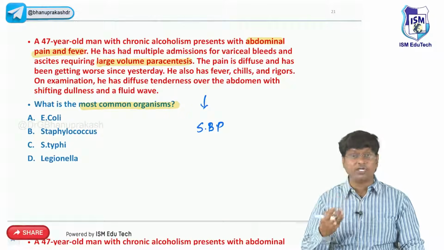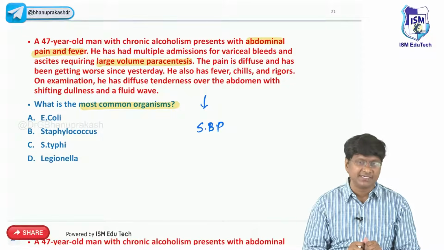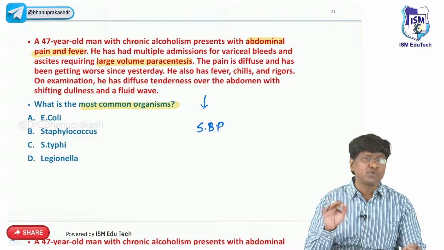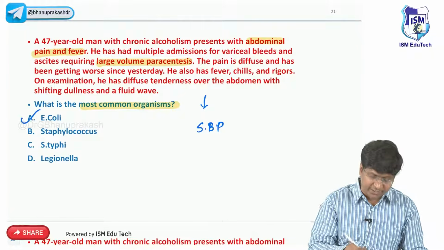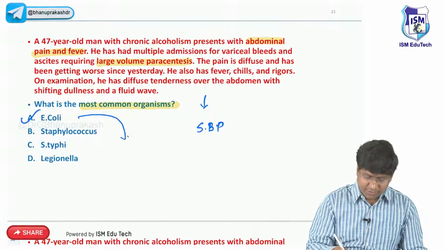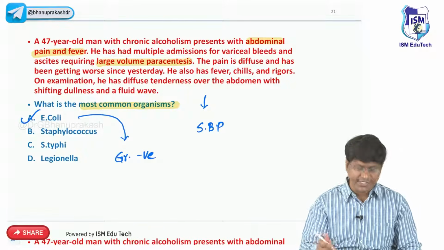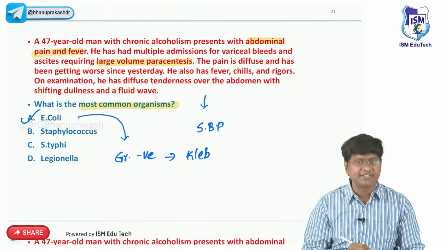And what would be the cause for that SBP? That is because of the repeated paracentesis that you are doing for the ascites that the patient is developing. And the most common causative organism for the development of spontaneous bacterial peritonitis will be Escherichia coli. So this Escherichia coli is a gram-negative organism. Next to Escherichia coli, another important gram-negative organism will be Klebsiella pneumoniae.